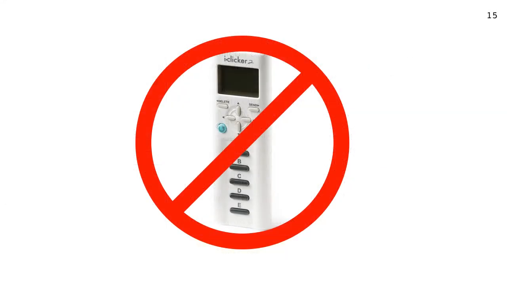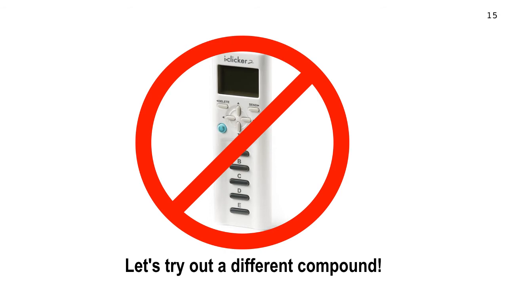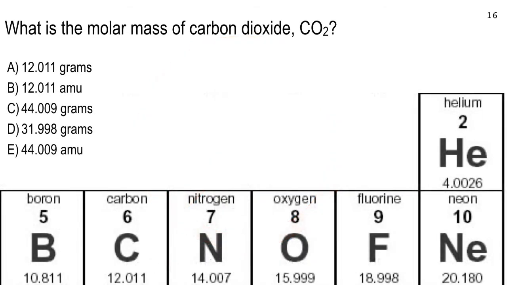Anyways, we don't have clickers, but let's try a clicker. Let's try a question about another compound. Okay? Molar mass of CO2. Go ahead and write this down, and then choose the right answer, whatever you think is right. Go ahead and work that out. I'll give you a minute. And I'm sorry I don't have the clicker base.